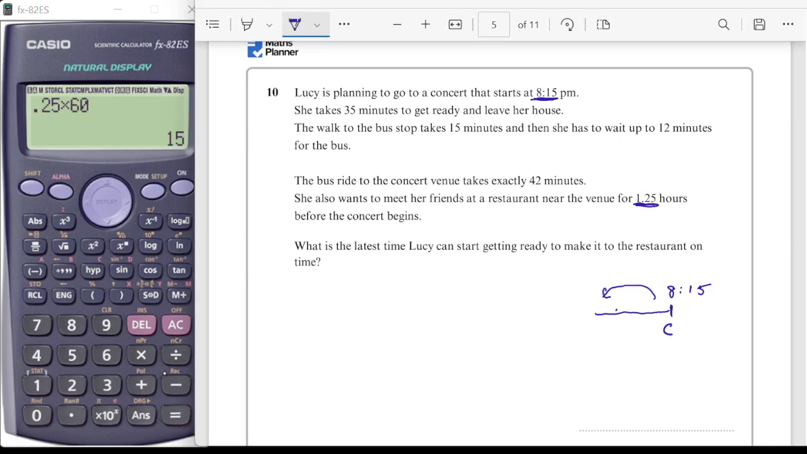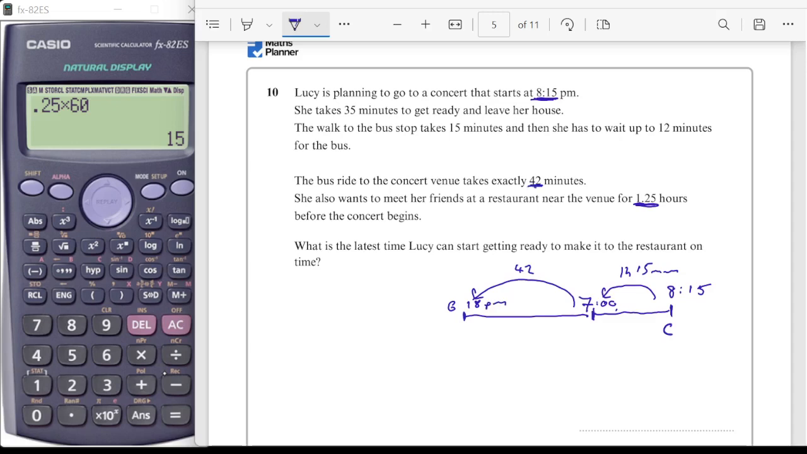We want to go back 1 hour and 15 minutes. So 15 minutes would take us to 8, and then 1 hour would take us to 7 o'clock. I'm going to write that at 7:00. We've then got the bus ride at 42 minutes. So 7 o'clock, take away 42 minutes, will take us to 6:18 p.m.